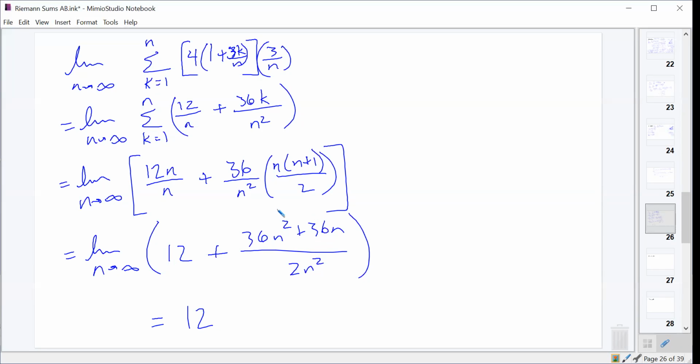And what about the limit as n approaches infinity of this rational function in which the degree of the numerator and degree of the denominator are the same? 18. Should be 18. You divide the leading coefficients, 36 over 2. And 12 and 18 is 30. Good or no? Good. All right.